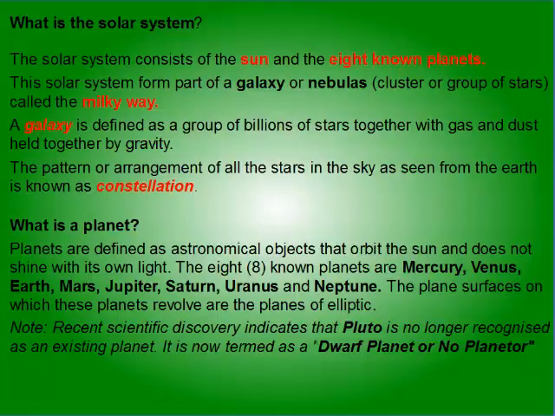So now let's go to the planets. Planets are defined as astronomical objects that orbit the Sun and do not shine with their own light. The 8 known planets are Mercury, Venus, Earth, Mars, Jupiter, Saturn, Uranus, and Neptune. The plane surfaces on which these planets revolve are the planes of the ecliptic.